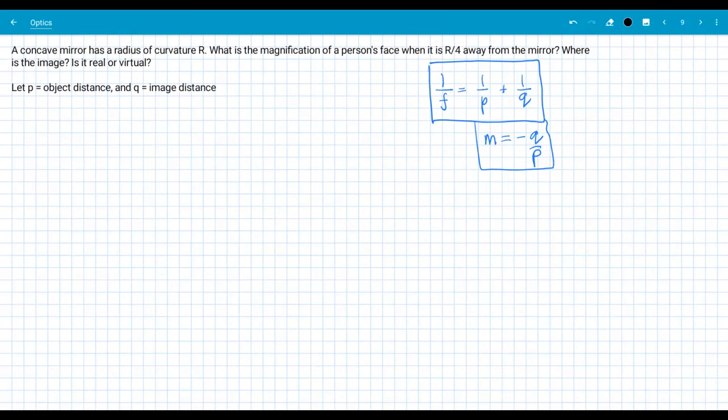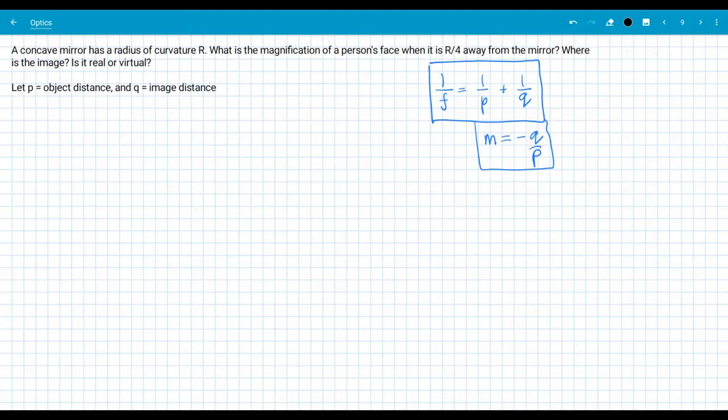Okay, we've got a concave mirror here. We're given that the radius is capital R, and the question that we're being asked here is what's the magnification of a person's face when it's R over 4 away from the mirror? And then we're asked for the location of the image, and then is the image real or virtual? So let's figure this out.